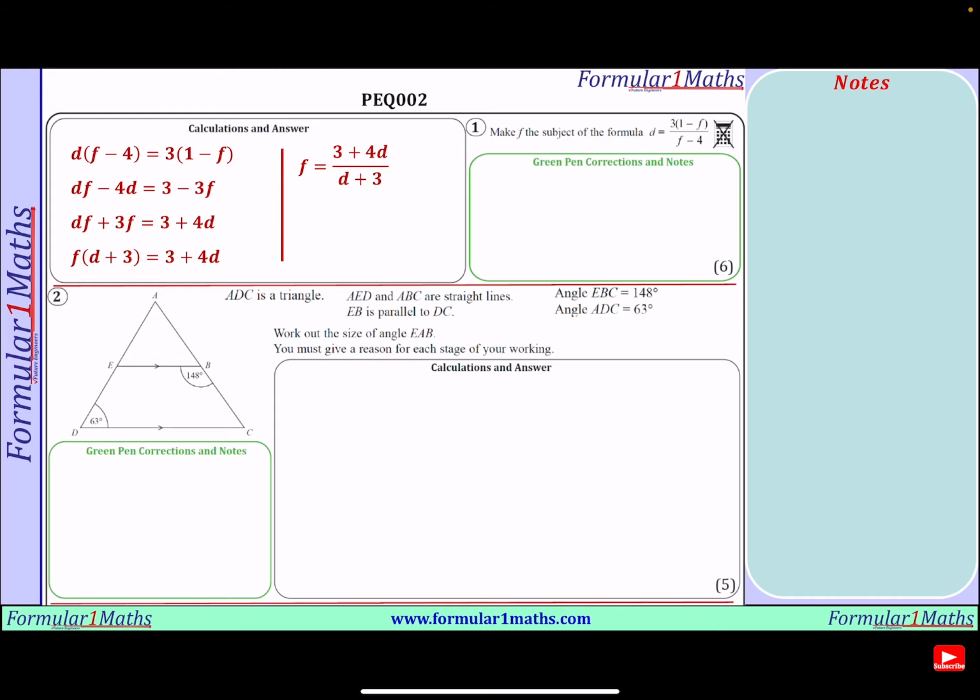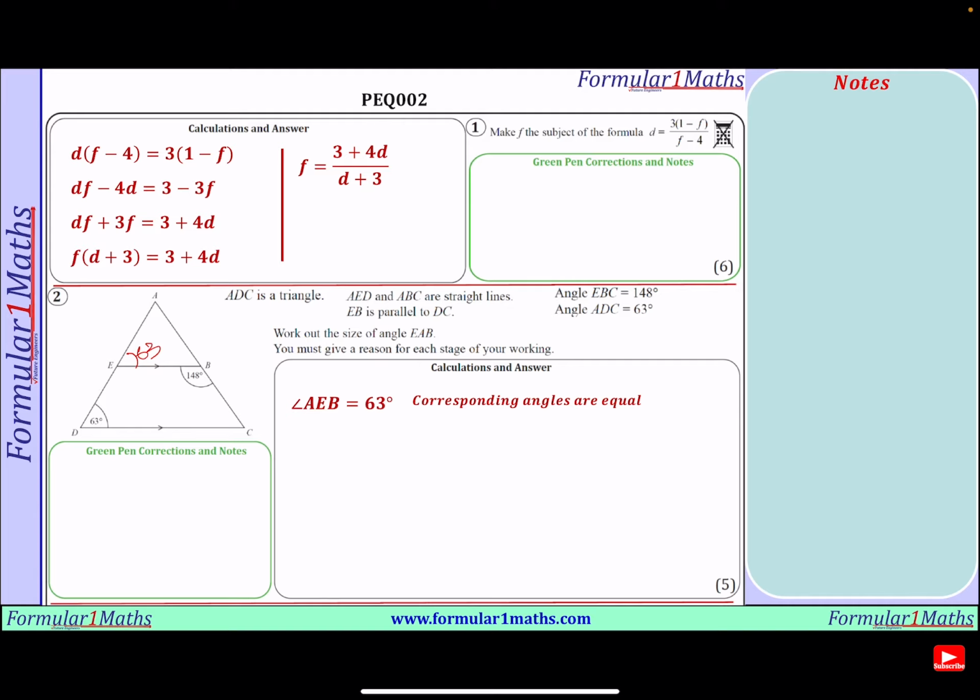So I will find this angle here and this angle here first. Then I'm going to take it away from 180 to get angle EAB. But I must give reasons for each stage of my working. So the first one will be angle AEB is equal to 63. And the reason is because this angle and this angle are corresponding angles. So you have to state that corresponding angles are equal.